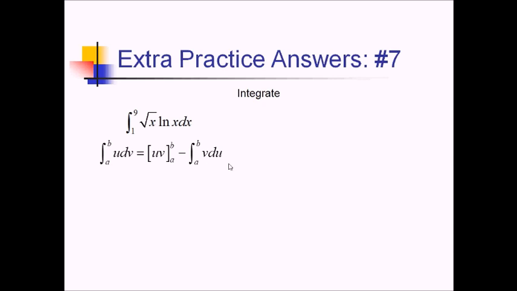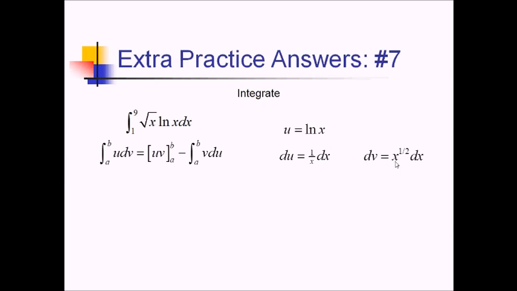For my u value, I have a choice between algebraic and logarithmic. L comes before A in LIATE, so I'm going to go with ln of x for my u value. And I don't want to have to integrate ln of x. So then dv is going to be radical x dx. And I'm going to write that as x to the 1/2 just to make it a little bit easier to take the antiderivative in a second. But let me do du first. That's going to be 1 over x dx.